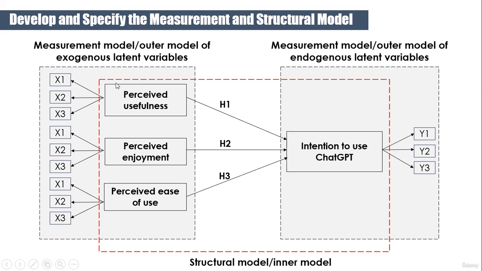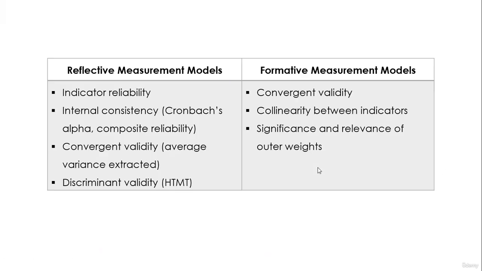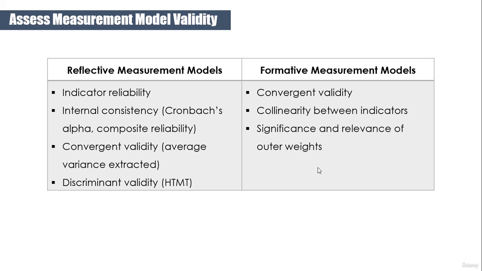So at first we have to validate the outer model, that means the measurement model, whether this model is valid or not. After that, we will assess these relationships, whether usefulness influences intention or not, enjoyment influences intention or not, ease of use influences intention or not. So there are some specific measures in order to identify the validity of those two models. The assessment of the measurement model can be of 2 types.